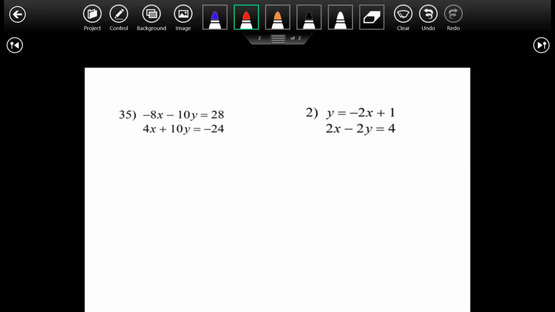I went already. I'll go back if I need to. Copy down these two.